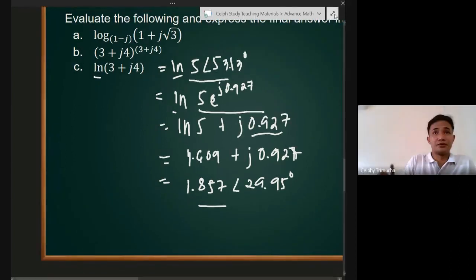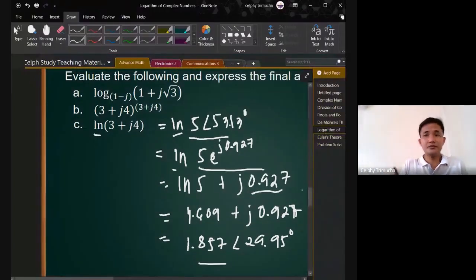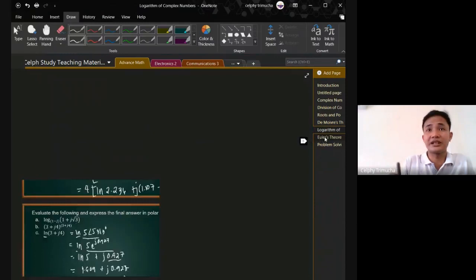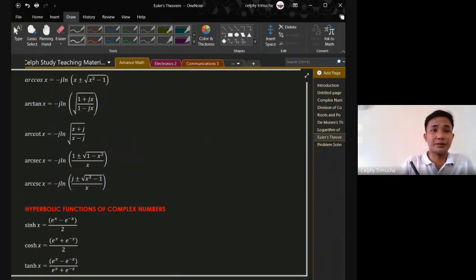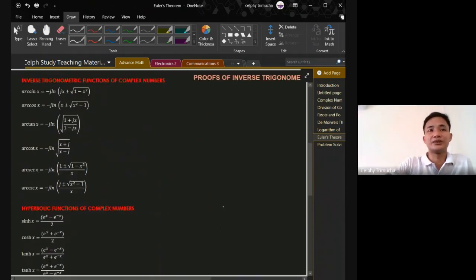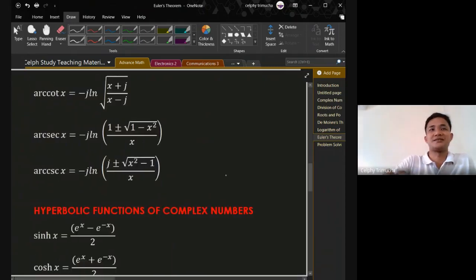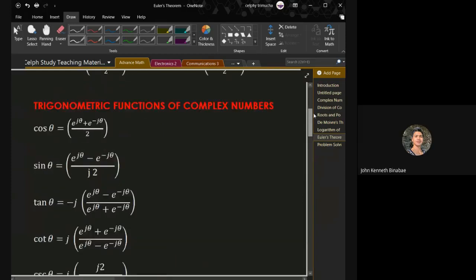Okay, so we will have a short introduction today, and in the next discussion we will discuss Euler's form. Okay, so that you still have time to study for the quiz next meeting. So for your next meeting, you will have a quiz.